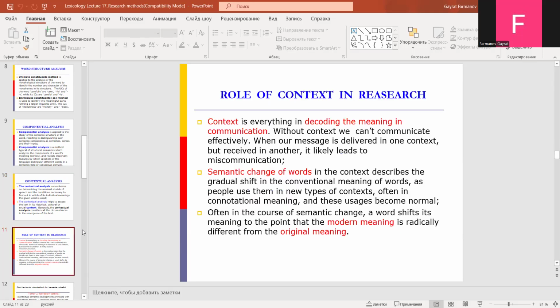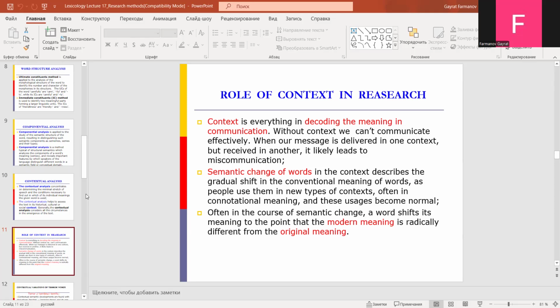Role of context in research. Context is everything in decoding the meaning in communication. Without context, we can't communicate effectively. When our message is delivered in one context but received in another, it likely leads to miscommunication.